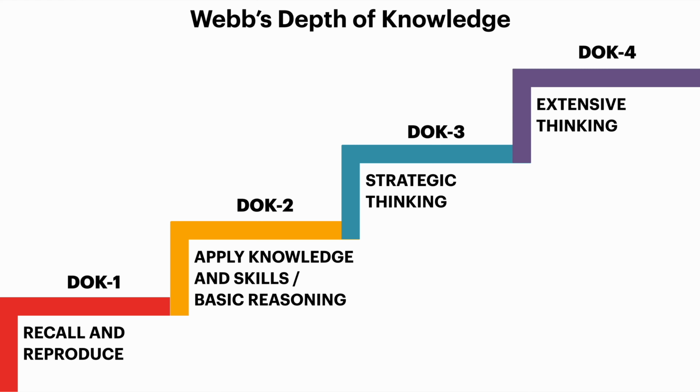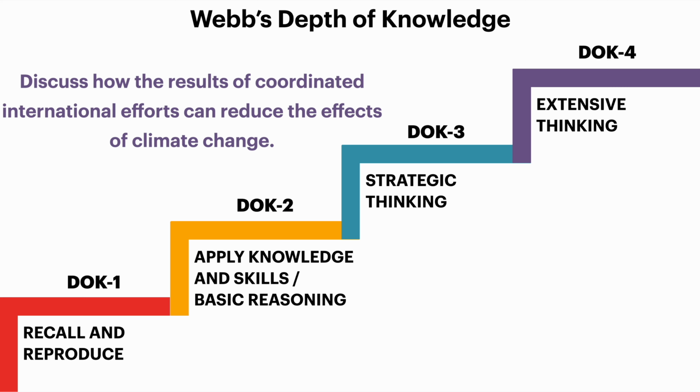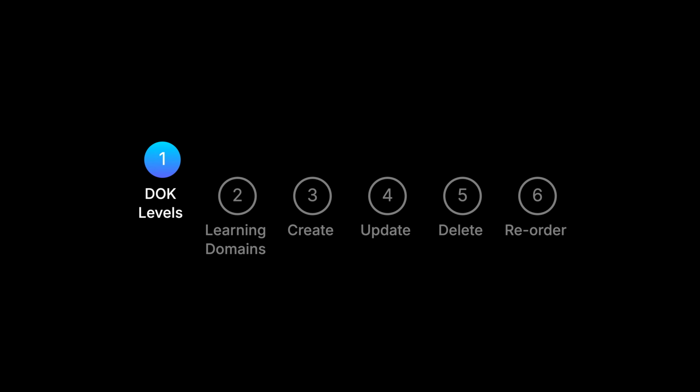Finally, a learning objective at DOK Level 4 demands the most complex thinking. Typically, it is extended over many subtasks with multiple complex conditions. For example, learners at this level can discuss how the results of coordinated international efforts can reduce the effects of climate change.